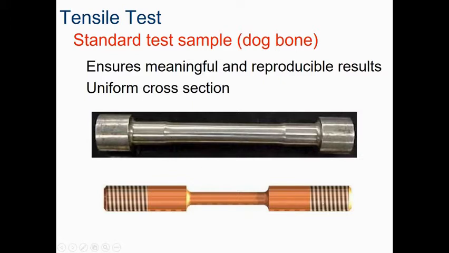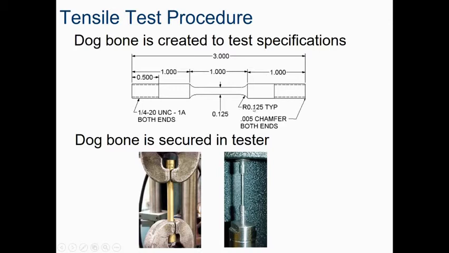We have a diagram of one here. This has threads on the end, but still you see that we have this smaller machined region in the middle, and that's where we're going to be paying attention as we perform the test. Here's just a blueprint of one. You can see that it has some dimensions, but as we take our dog bone, we're going to put it into our tester.